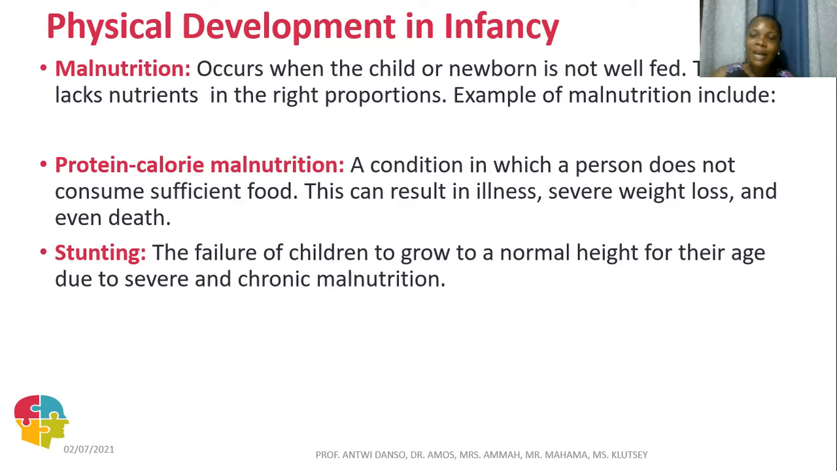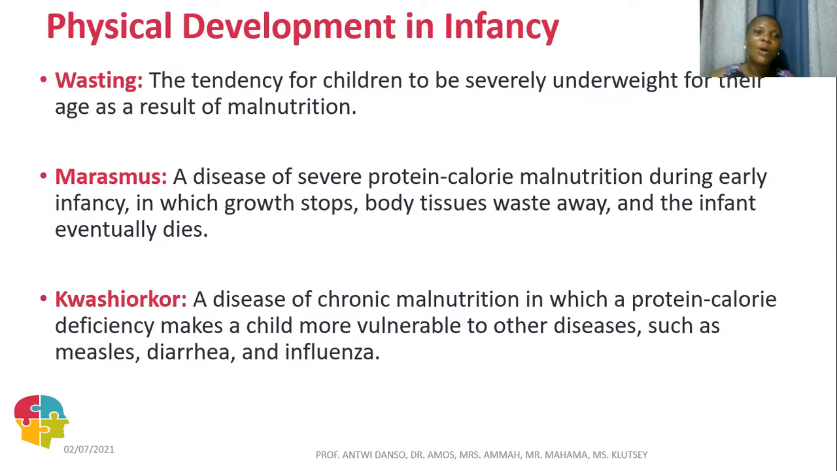And so the child will be 18 years, but if you see their height, you think that the child is now 10 years. So that is stunting. The height is not commensurate with the age. Then we have what we call wasting. So the child is severely underweight because they are not eating well. So stunting has to do with height, and wasting has to do with weight.